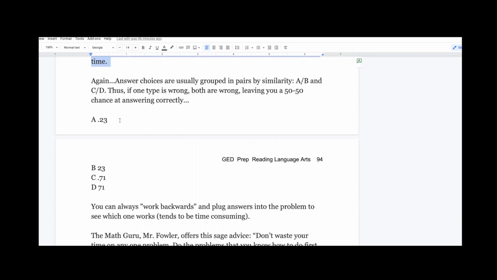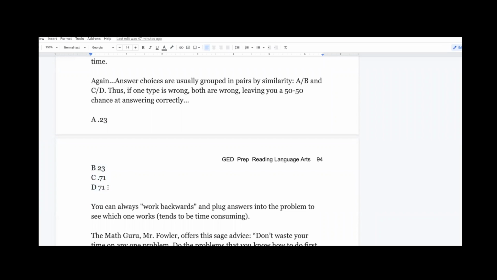And like with language arts, I noticed that they tend to group, I can't say 100%, they tend to group the questions by similarity. And so notice A and B. Do you see the similarity between A and B? And the similarity between C and D. Do you see that? It's pretty clear. A and B are a lower value. C and D are much larger.